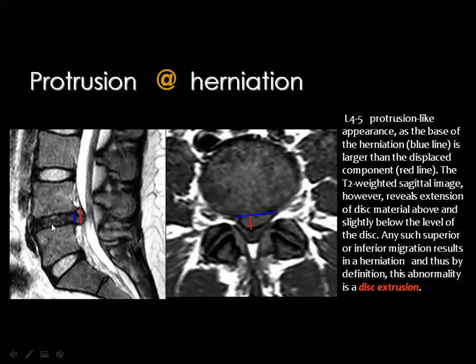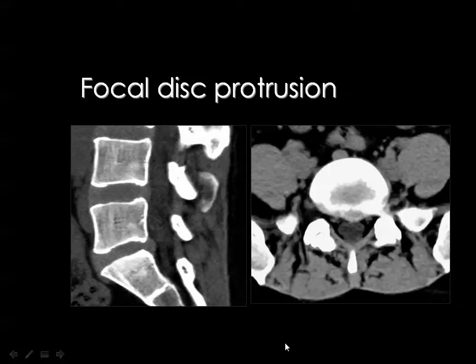But if you go to the sagittal image, you can see that the disc is exceeding the vertebral end plate above and below, and by definition here, the disc should be herniation or extrusion, and this was confirmed by surgery. Then let's go back to settle down facts.